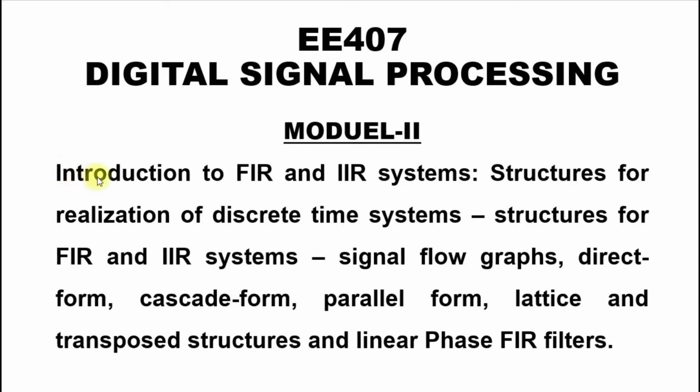Let us move forward to the second module. The first module focused on discrete Fourier transform, its theory and applications in the analysis of signals and systems, whereas the second module focuses on the structures for the realization of discrete time systems, especially the FIR and IIR systems. When compared to the first module, the second module is easy because it involves mostly mechanical procedures.